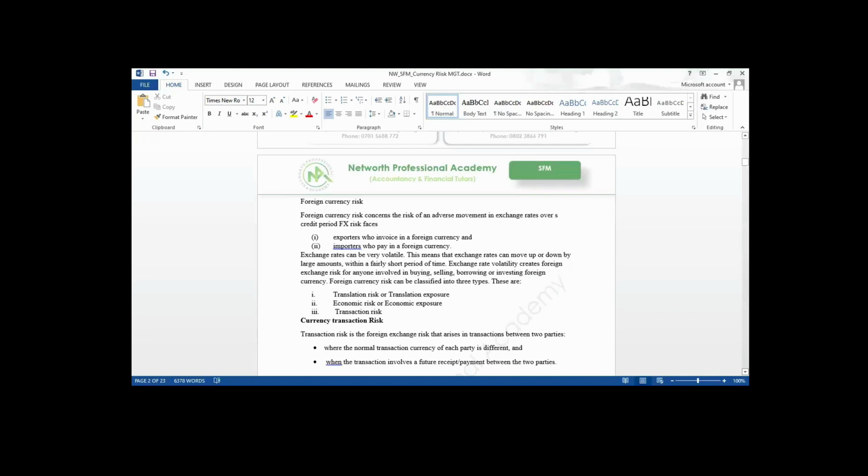When we say foreign currency risk, this is the adverse movement in exchange rates. This is the fluctuation in exchange rates that can affect companies involved in international transactions. There are 3 types of currency risk. We also call it currency exposure.